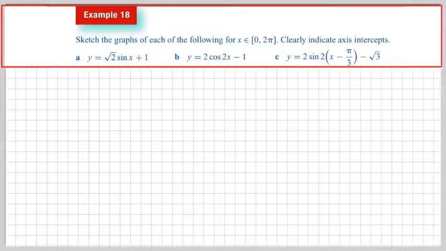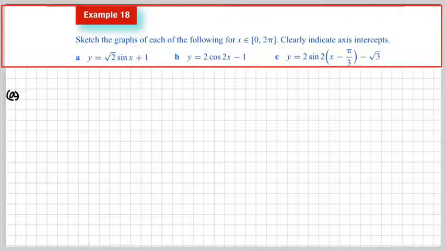Sketch the graph of each of the following for 0 to 2 pi. Clearly indicate axis intercepts. Well, we've got three beasties there for us to do, and don't you worry, they will keep us busy. Alright, onward, ever onward, intrepid as we are.